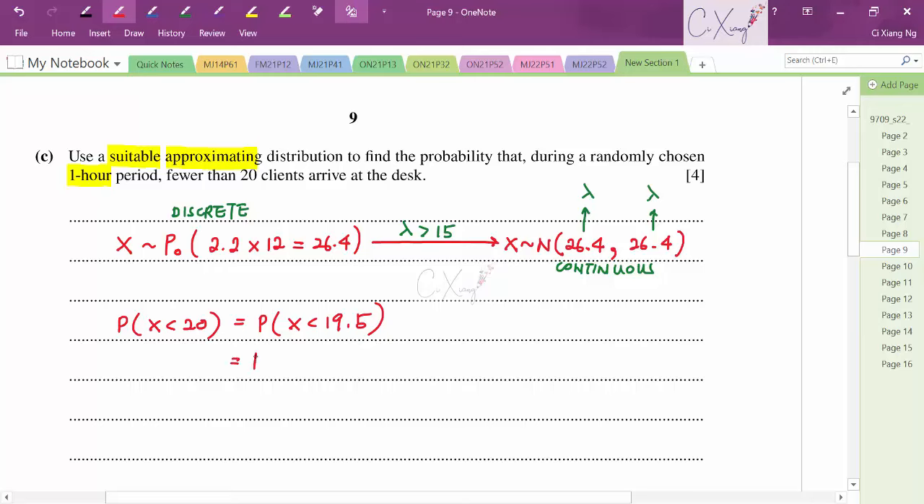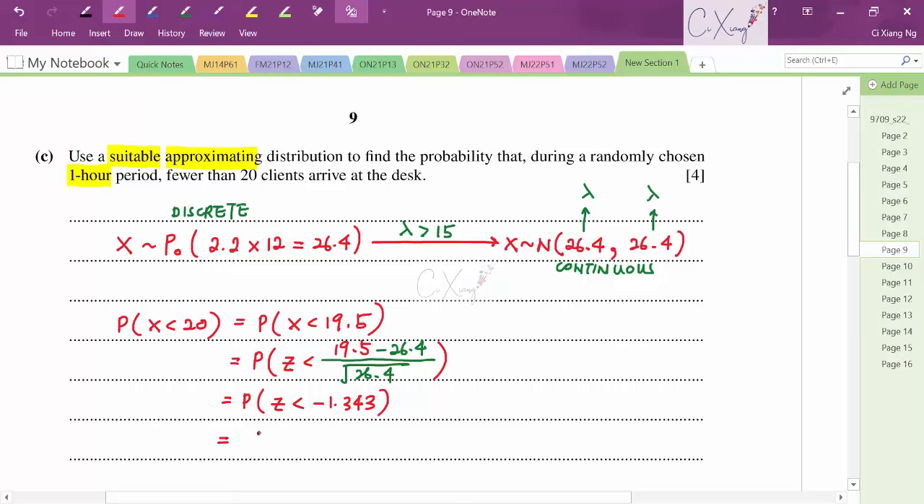After the continuity correction, to find the probability, you have to standardize the variable to change it to z, where we have x minus the mean, so I minus 26.4, divided by the standard deviation, so I divide by the square root of 26.4, because 26.4 is the variance. Then we get the value of z here. The value of z is negative 1.343.